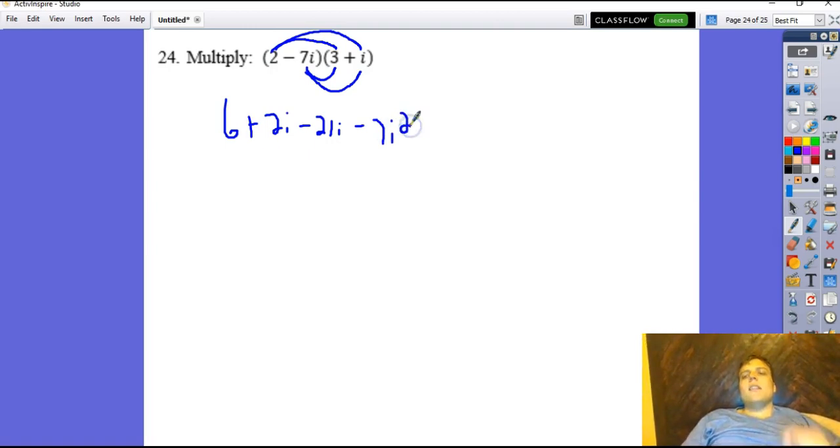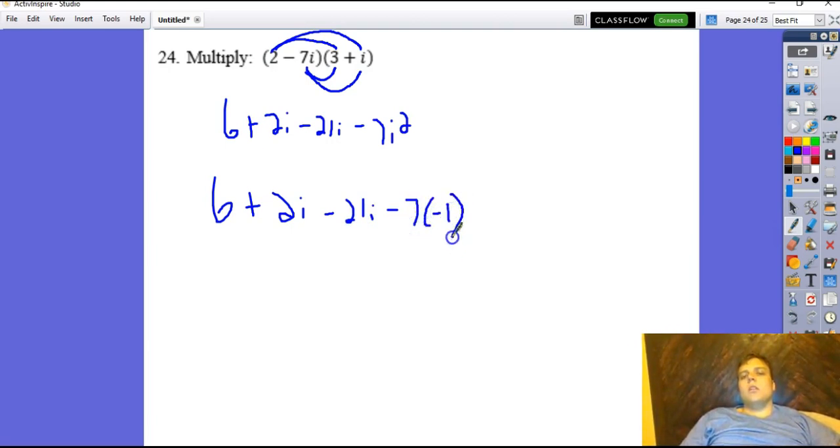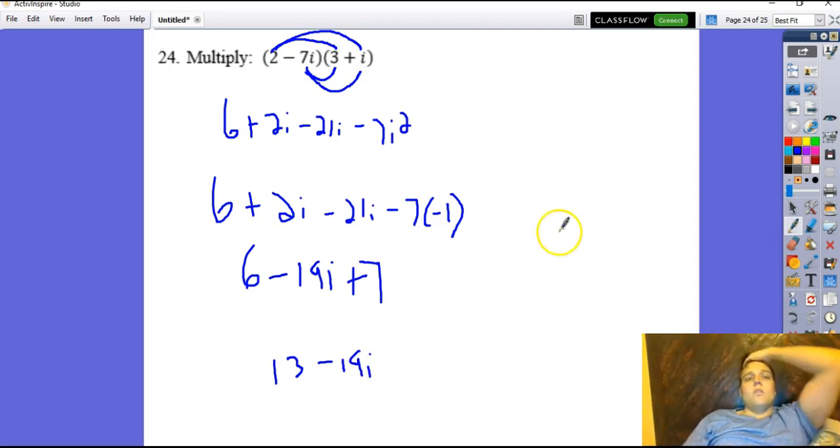Okay, a lot of you guys on the last test forgot that i squared is the same thing as negative 1. Okay, so I'm going to change this i squared to being negative 1. Alright, minus 7 times negative 1. Alright, so we get 6. I can put this 2i and this negative 21i together real fast. That's going to be negative 19i, so minus 19i. Negative 7 times negative 1 gives me a positive 7. So now I can put the other like terms, 6 and 7 together. So that gives me 13 minus 19i. And there you go. That's all there is to this problem.